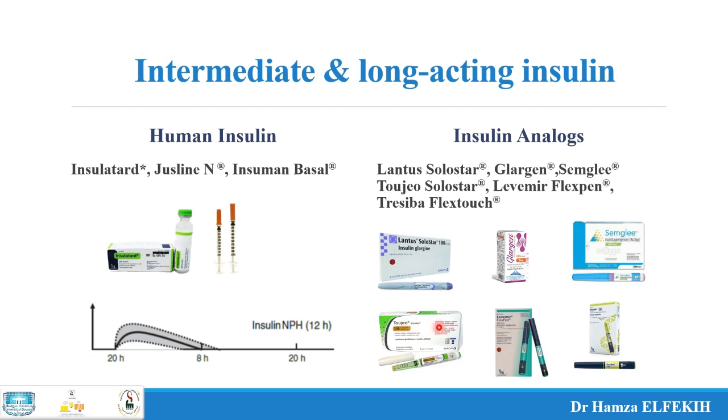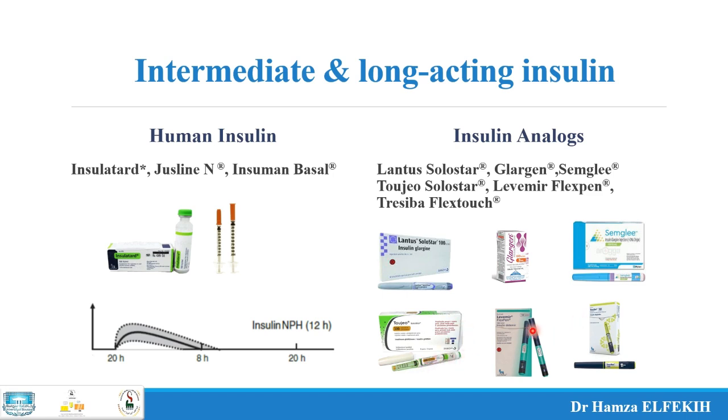Toujeo Solostar contains 300 units per milliliter, so it is more concentrated, and the effect will last more than 24 hours for insulin glargine, up to 36 hours for the more concentrated insulin glargine U300. So this pen contains 450 units of insulin.